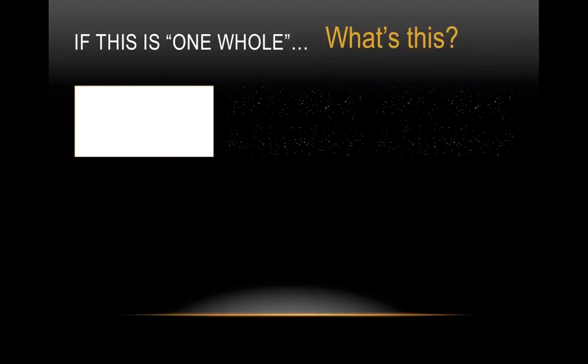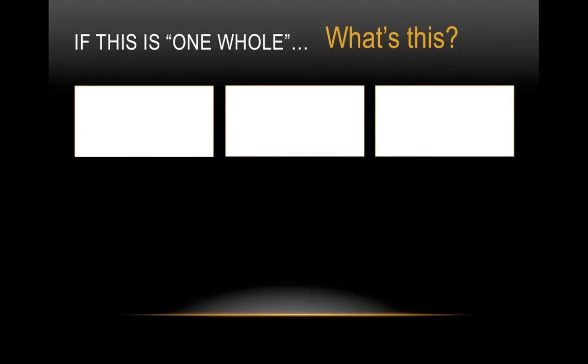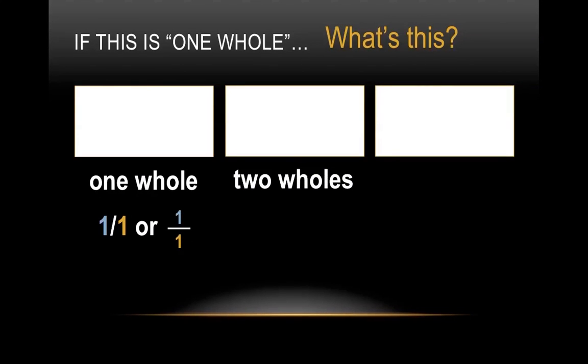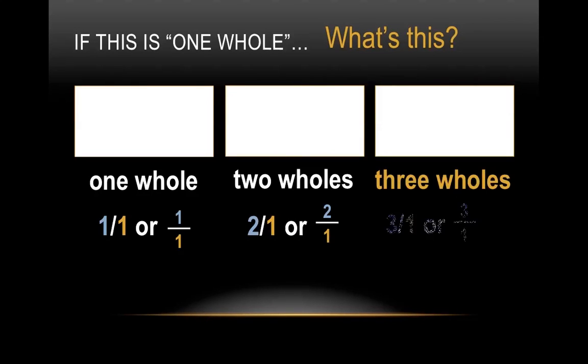If this is 1 whole, what's this? Well, let's break it down. Here's 1 whole, or 1 over 1. Here's 2 wholes, or 2 over 1. And here's 3 wholes, or 3 over 1.